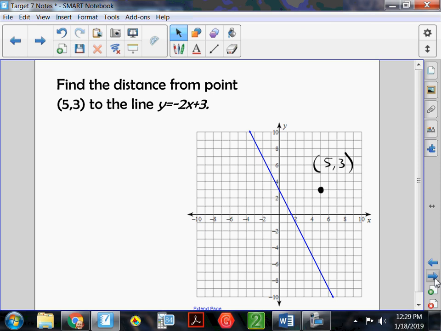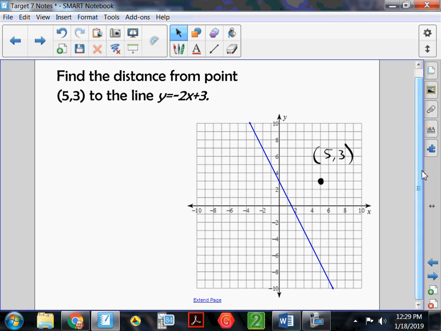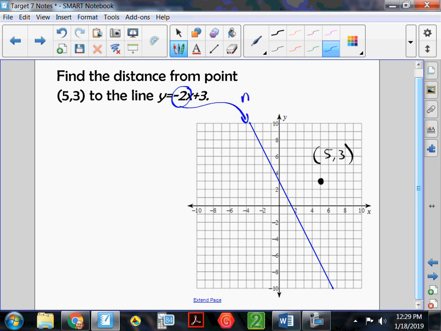This one says find the distance from the point 5, 3 to the line y equals negative 2x plus 3. Well, if I want a perpendicular line segment, that means I need to find the slope of the line that I'm working with. So this slope is equal to negative 2, or we could say negative 2 over 1. My perpendicular slope would be the opposite reciprocal. So it's going to be positive, and the reciprocal of 2 over 1 is 1 over 2. So you have to find your perpendicular slope, which is the opposite reciprocal.